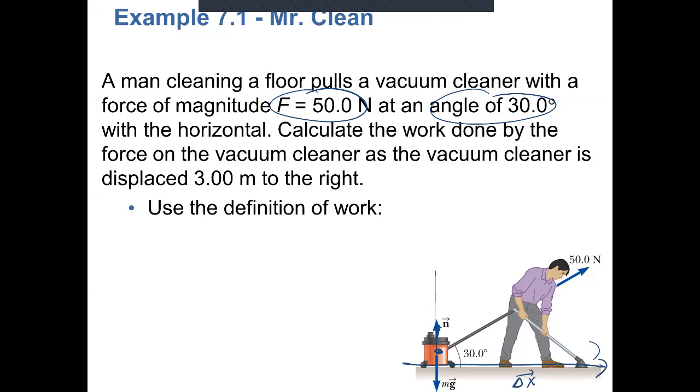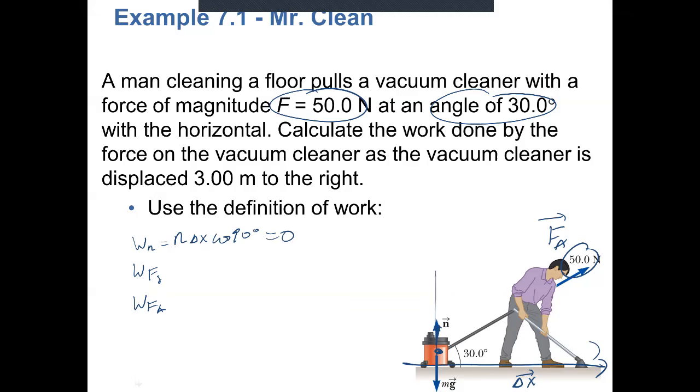Then technically what I can do here is say, all right, here's the work done by the normal force, here's the work done by the gravitational force, and here's the work done by this applied force. Well, for the normal force, here's its magnitude, here's displacement, then here's cosine of theta. But you can see displacement is horizontal, and the normal force is vertical. They're perpendicular. So it equals 0.